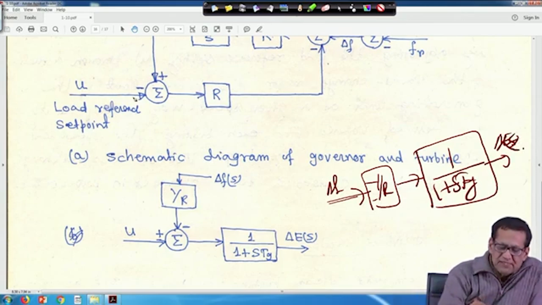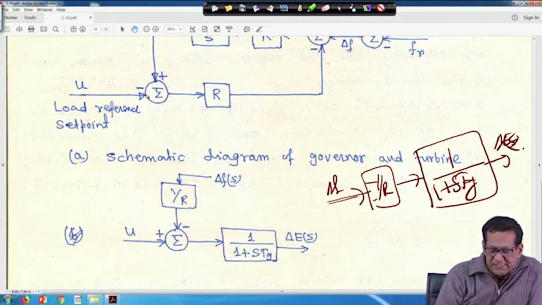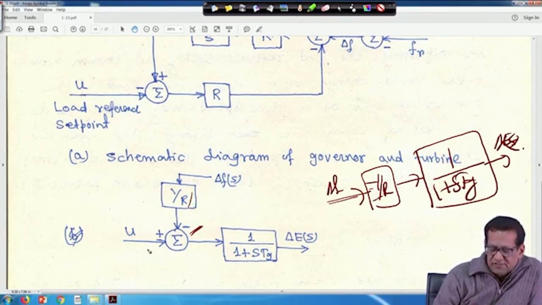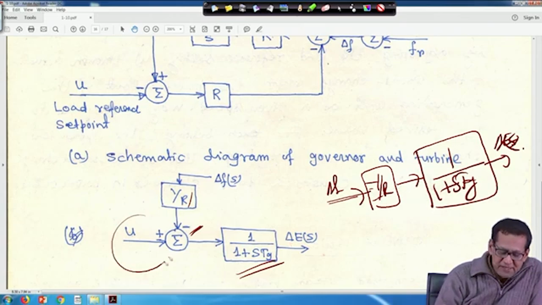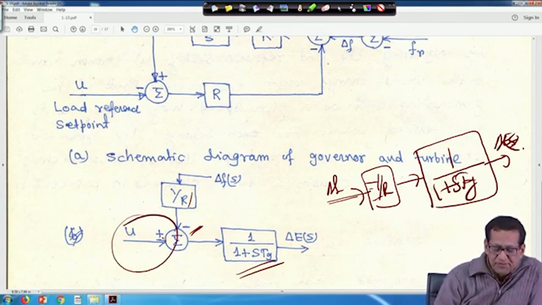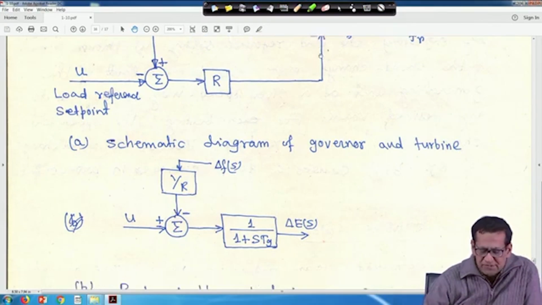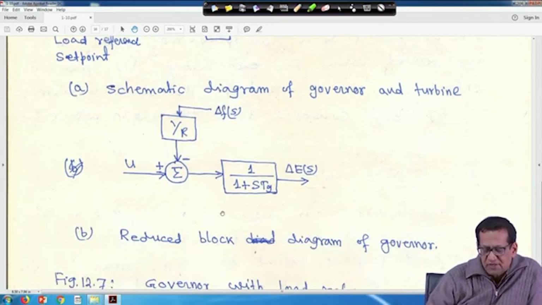Now, as this u has been added here, that is the load reference set point. So, in this block diagram it is minus 1 upon R, this minus feedback is here, 1 upon R is here, this is delta f and this is u, right. If you go for block diagram reduction, then you will get this one, only this u will be added here. So, that u feedback will be there, the load reference set point. This is the meaning of this one, actually this is the reduced block diagram for the governor.